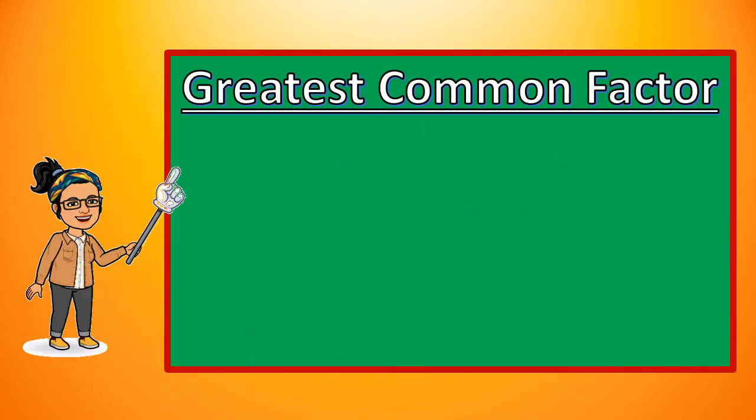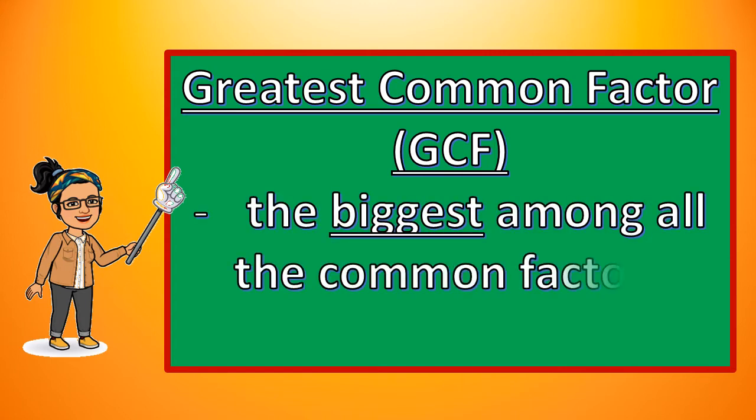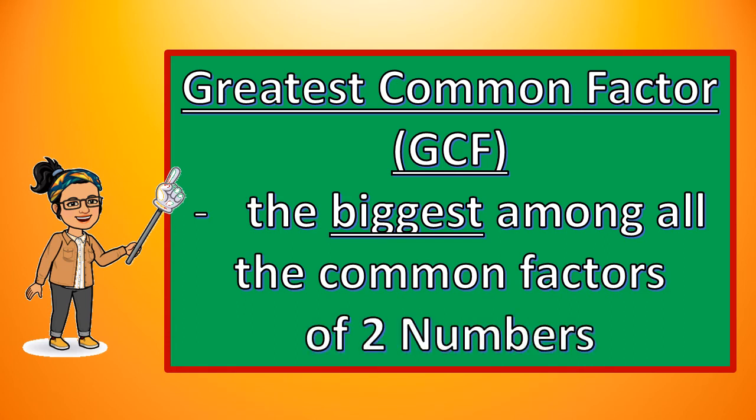Our topic for today is finding the greatest common factor or GCF of two numbers using prime factorization method. Let's define greatest common factor or GCF. When we say greatest common factor or GCF, this is the biggest among all the common factors of two numbers. Again, GCF is the biggest among all the common factors of two numbers.